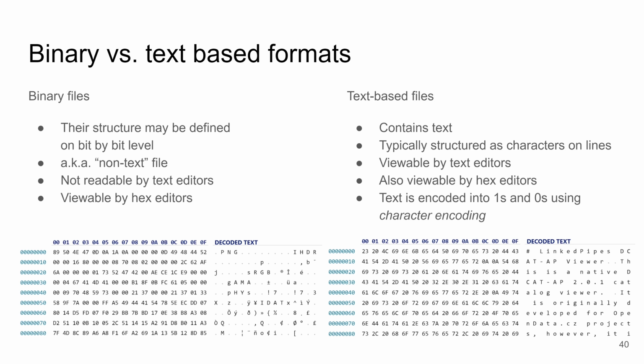Another property of text-based files is that typically the characters are on lines. So a text-based file is structured using lines, typically. It's not always like that, but typically yes. Also worth mentioning is that sometimes binary files are simply called non-text files. So whatever does not have an encoded text is a binary file.